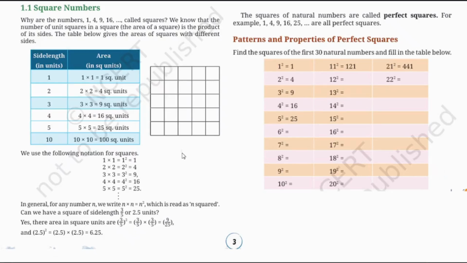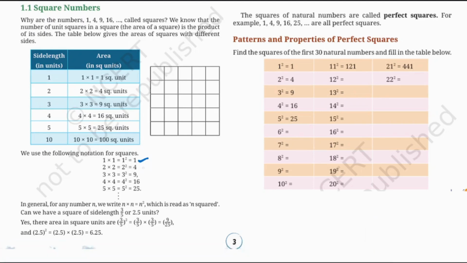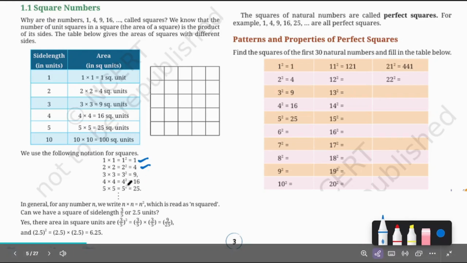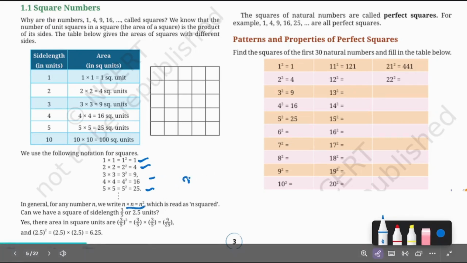Now, how do we write this? We write 1 is 1 square, 2 square is 4, 3 square 9, 4 square 16, 5 square 25. Like this we write. It means in general, if we multiply a number by itself, like n into n, we will write it as n square. So this n square is called a squared number. Read it as n squared.